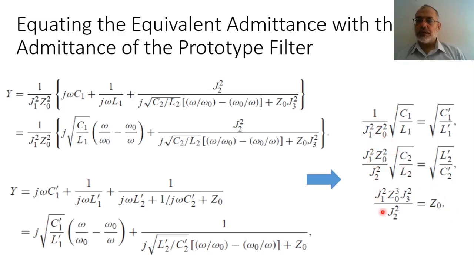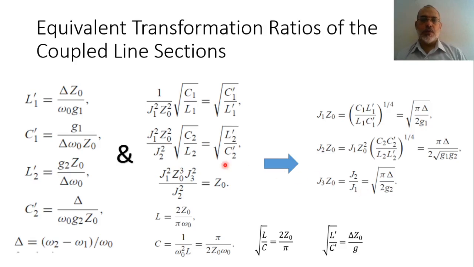So we have three relations between J1, J2, and J3, and the corresponding values for the capacitance and inductance of the equivalent circuit of the capacitively coupled resonator and the corresponding capacitance and inductance of the filter prototype. By arranging this equation, we can obtain these equations, which we have already proved.